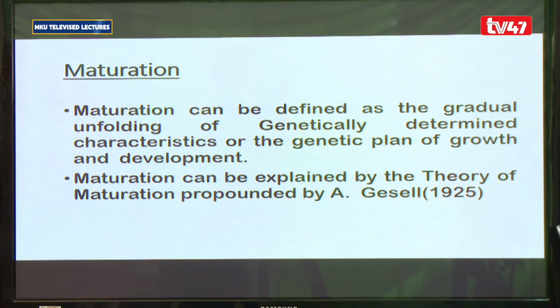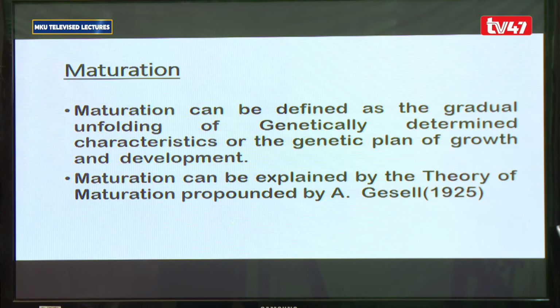So, upon conception, when the gametes are exchanged from the parents to form the zygote, they bring with them a genetic plan of growth, and this just unfolds slowly, thereby bringing about development. And therefore, for us to be able to see how the development begins, it simply means that it starts with the maturation, where these genetically determined characteristics simply begin unfolding, resulting in development.